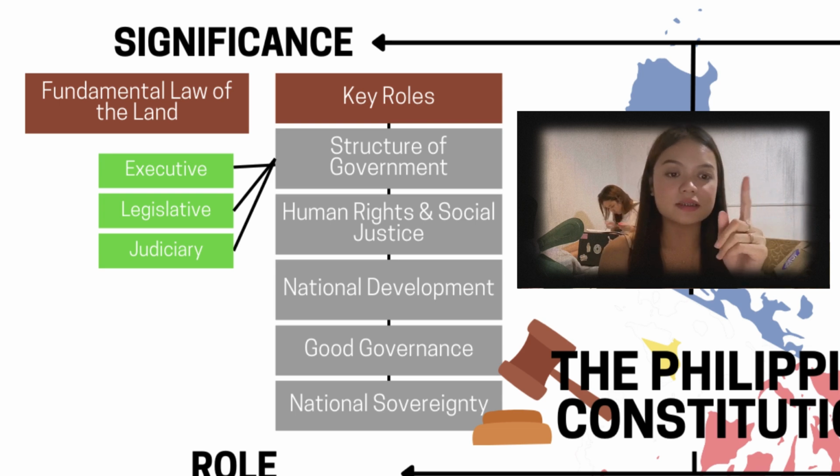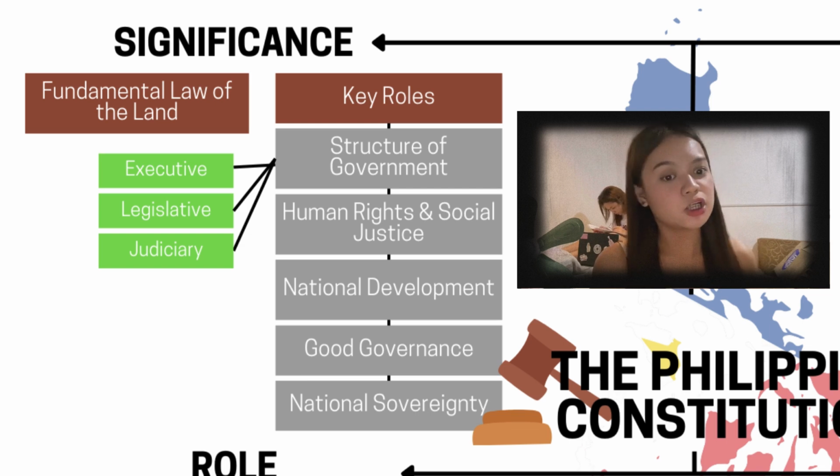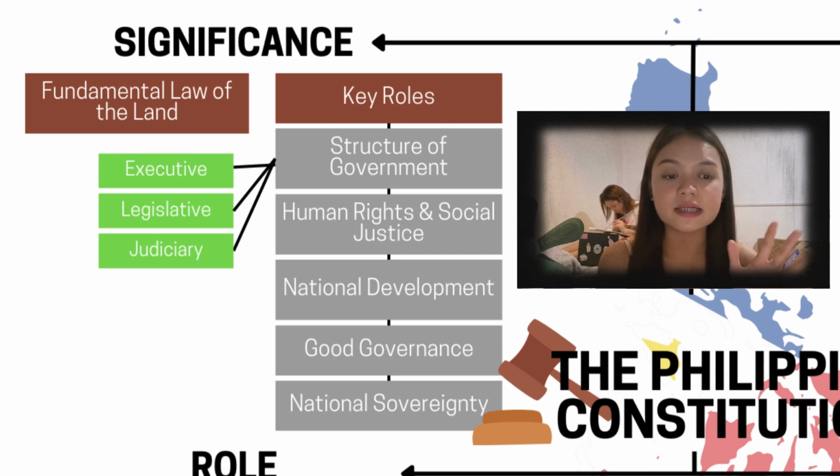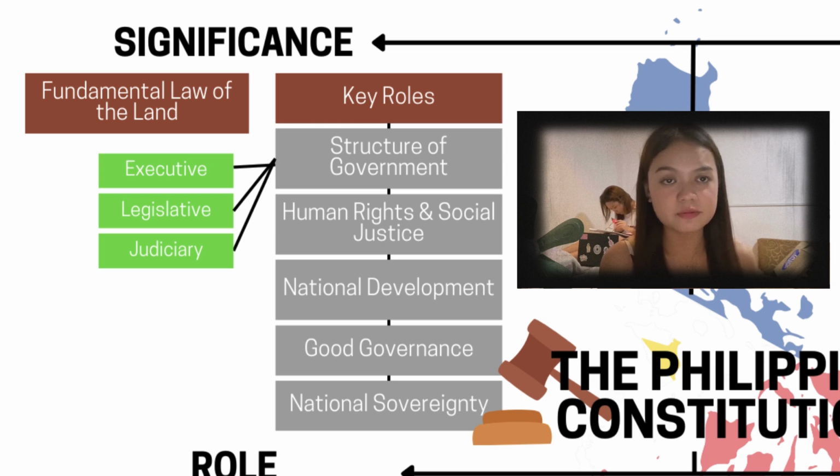The first one is the executive branch. This branch is responsible for enforcing laws, implementing policies, and appointing government officials. Under this branch we have the president, the vice president, and the cabinet. The president is the head of state and government, elected by popular vote, and serves a 6-year term, and he or she is also the commander-in-chief of the armed forces.